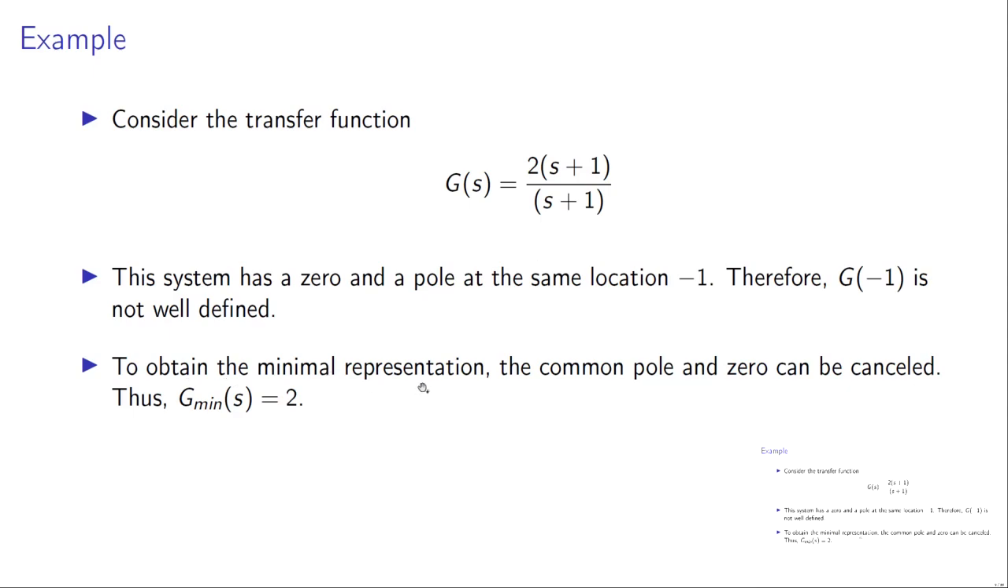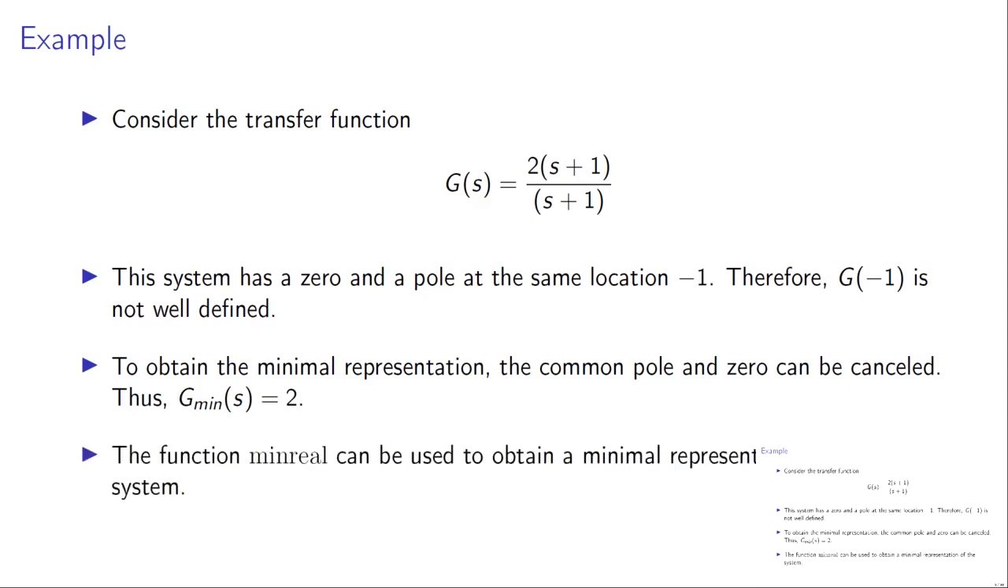So to obtain the minimal representation, we cancel s plus 1 with s plus 1, and we have only a static system in this case. That's the minimal representation for the G transfer function. So in MATLAB or Scilab or Octave, you can use this function min_real to obtain a minimal representation of the system. We will only cancel the poles and the zeros.